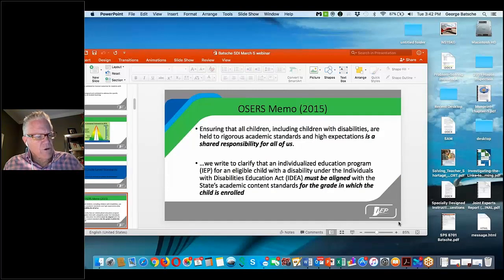Just as a reminder, and some of you, I gave this to you at the webinar, at the seminar, is that in 2015, the U.S. Department of Education sent out a memo clearly stating that IEPs for an eligible child with a disability must be aligned with the state's academic content standards for the grade in which the student is enrolled.